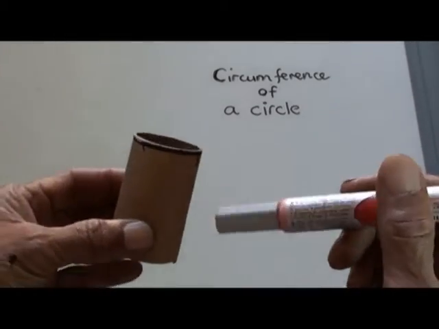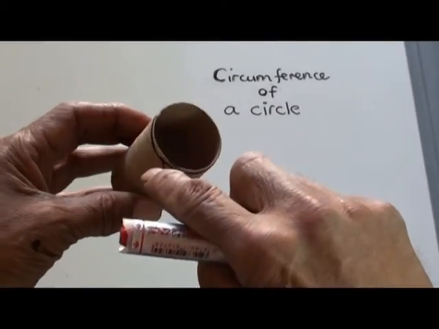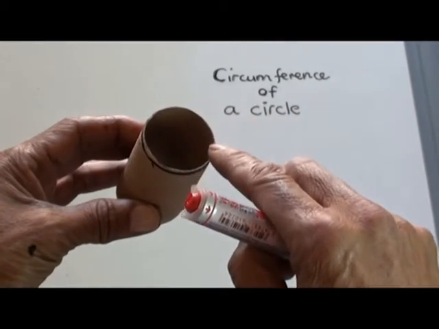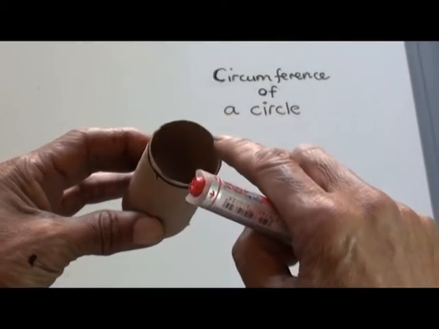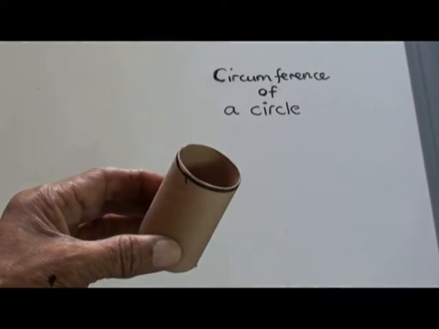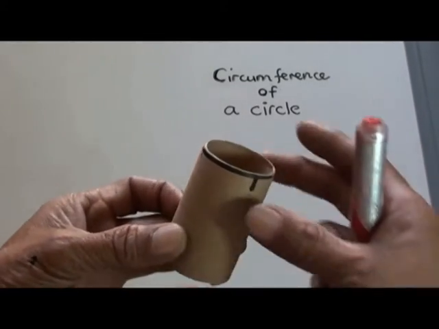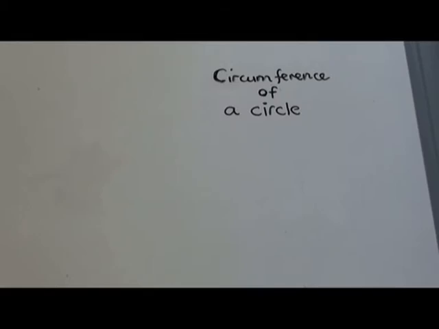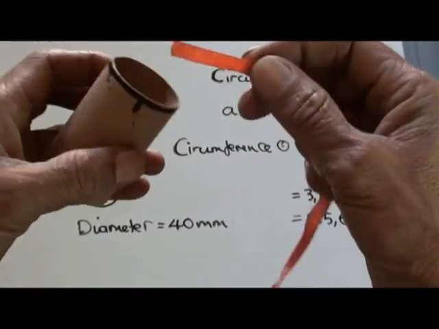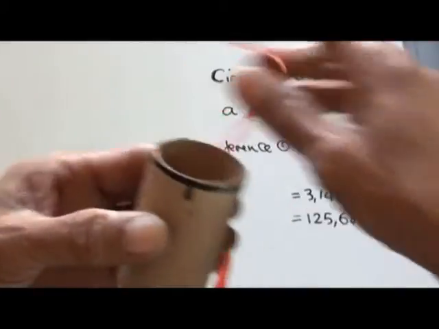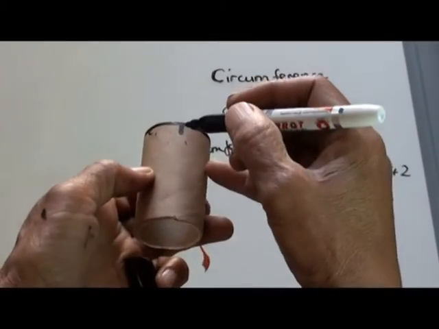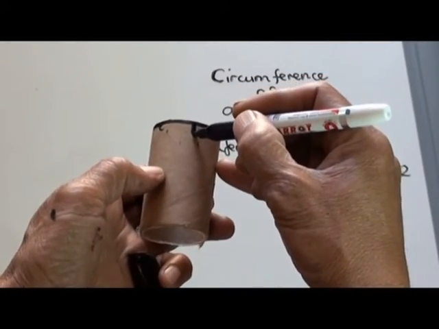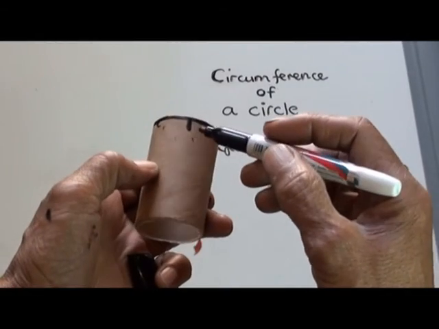Okay, the circumference of a circle. The circumference is the distance around the circle. Okay, it's the distance around the circle, which is called the circumference. This is a cylinder. And I've made a mark there on the side of it. Make a mark, and that is going to be my starting point.